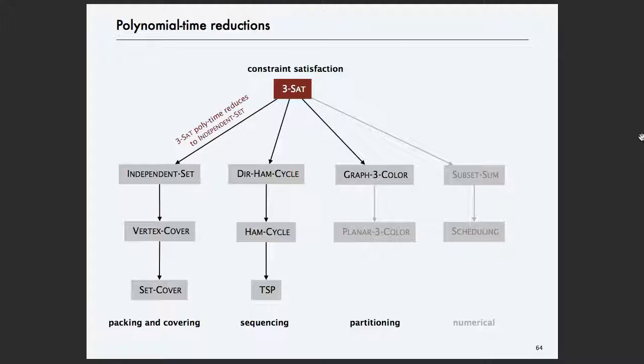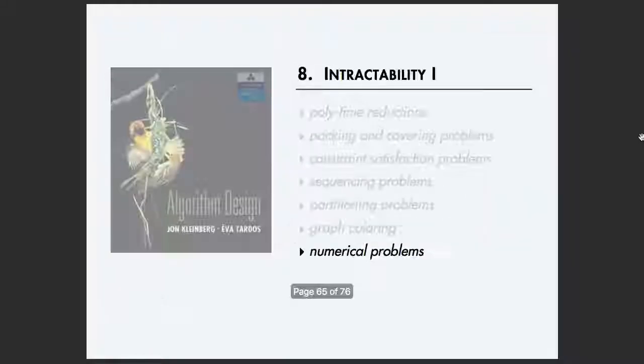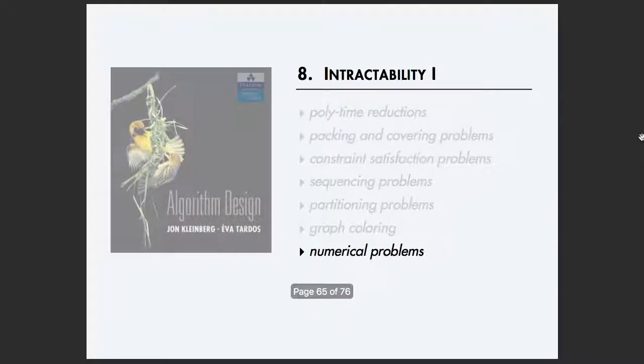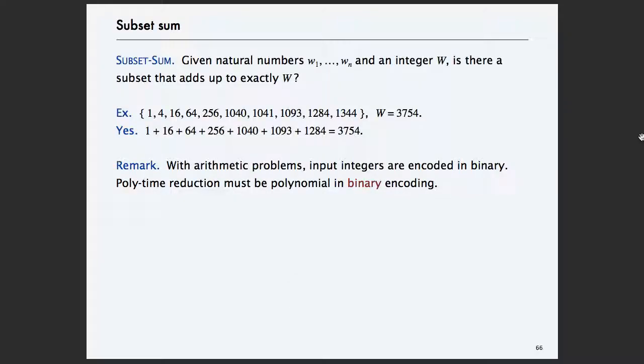So we have seen even more problems that 3-SAT reduces to, and actually the planar 3-color, and there is even more stuff. Some interesting numerical problems. Subset sum, sorry. Given a set of numbers and an integer w, is there a subset that adds up to exactly w?